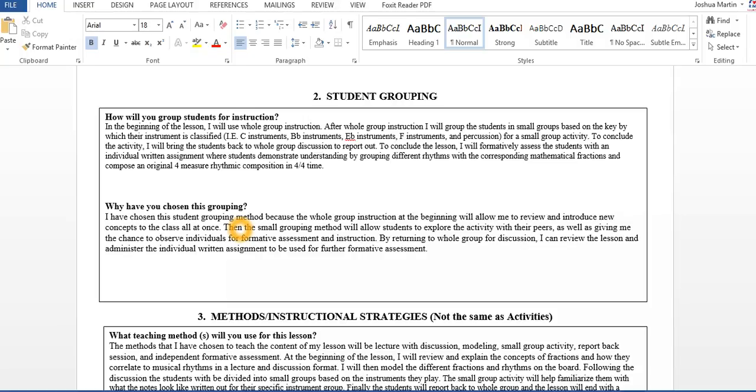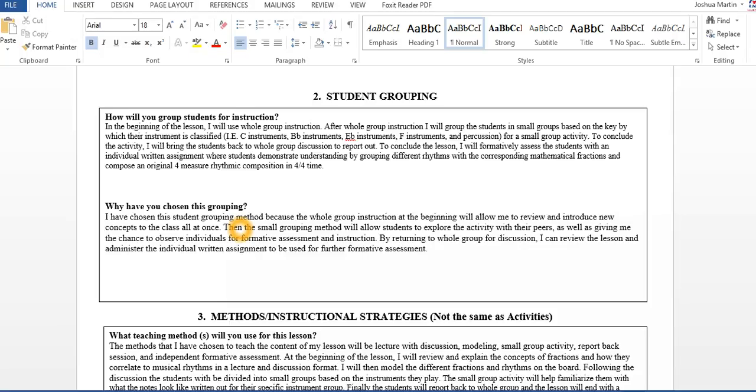I will group them based on what key their instrument plays in. So all the B flat instruments will be together, all the E flat instruments, all the F instruments, C instruments, and percussion. The reason I'm doing this is because on their handouts, it will show how this music is notated for their specific key. It's going to help familiarize them with what it looks like.